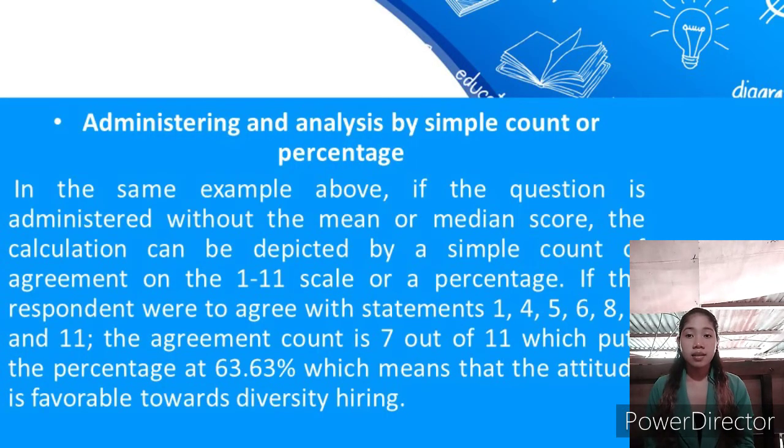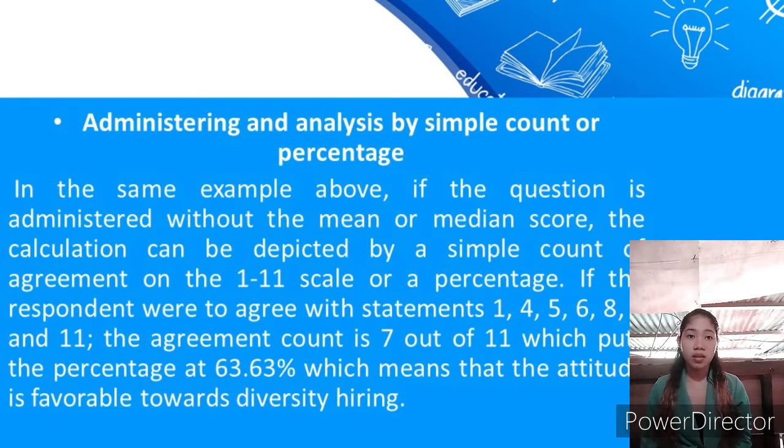Then next is administering and analysis by simple count or percentage. So in the same example above, regarding the hiring in an organization, the question is administered without the mean or the median score. The calculation can be depicted by a simple count of agreement on the 1 to 11 scale or percentage.